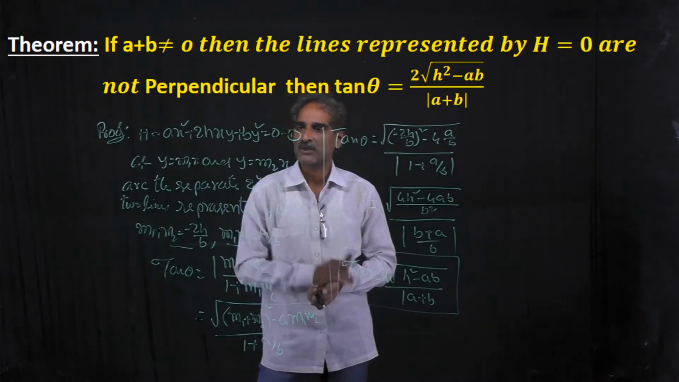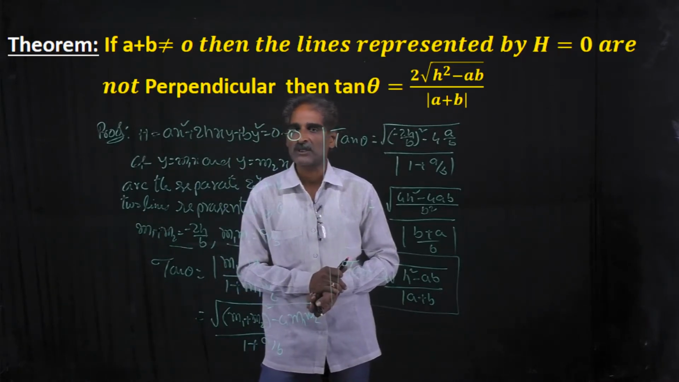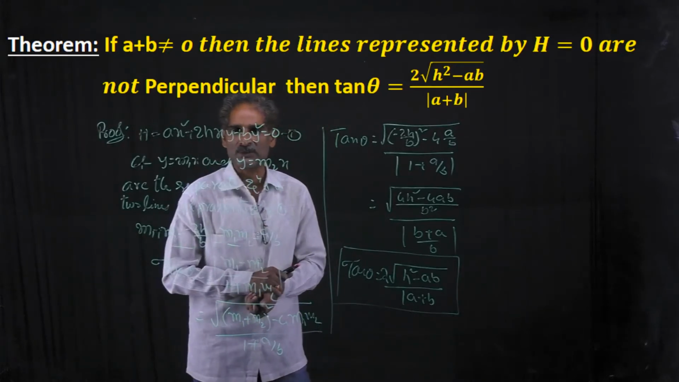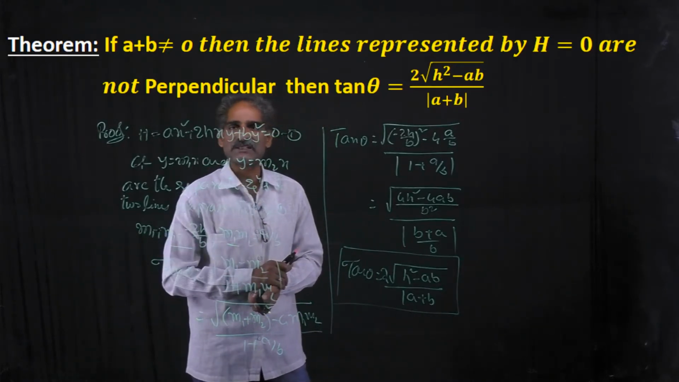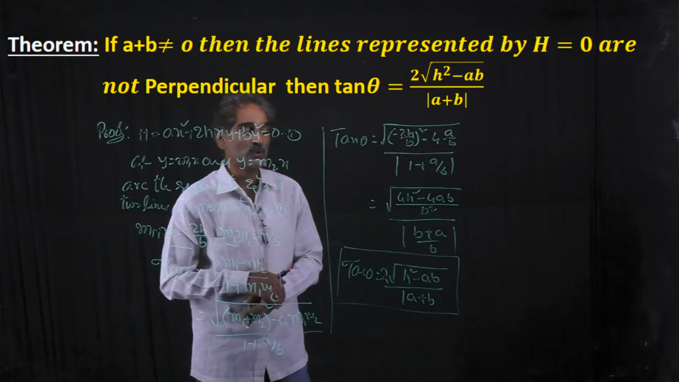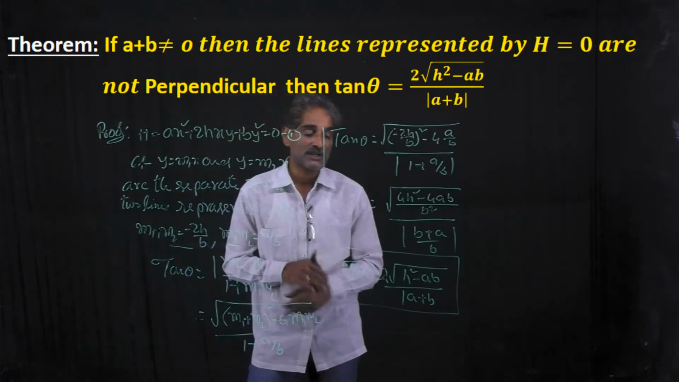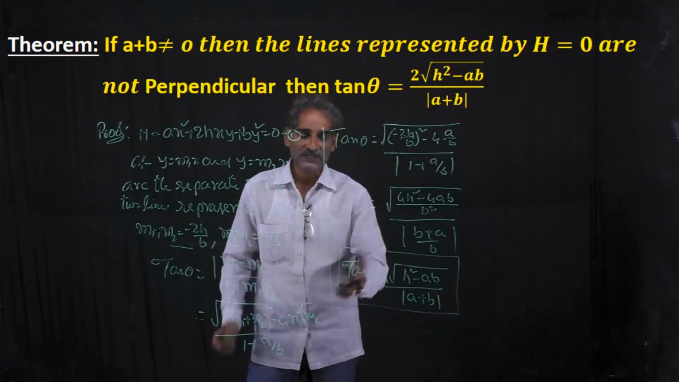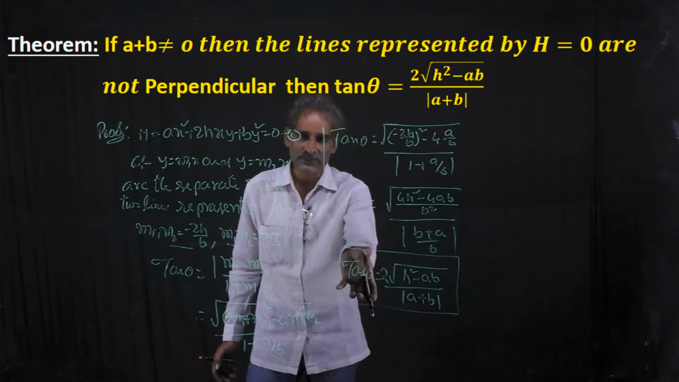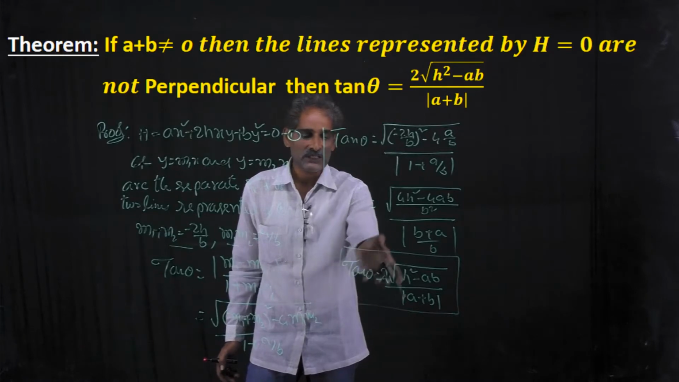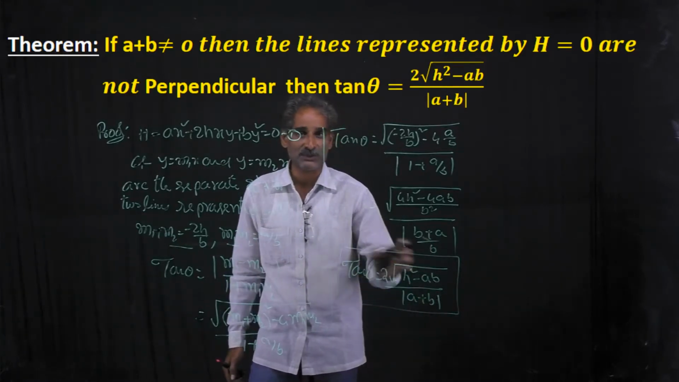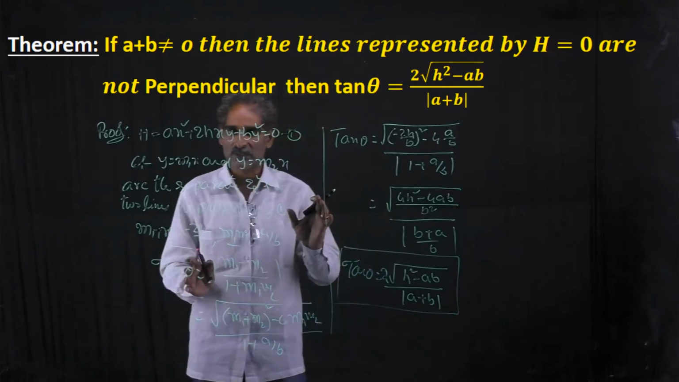When the pair of lines equation is ax square plus 2hxy plus by square equal to 0, it represents two lines. So the angle between the lines is tan theta equal 2 into root of h square minus ab by modulus of a plus b. Okay, if theta is 90, what will happen? It gives infinity. It is possible only when the denominator is 0. A plus b equals 0, already we discussed, the two lines are perpendicular lines.